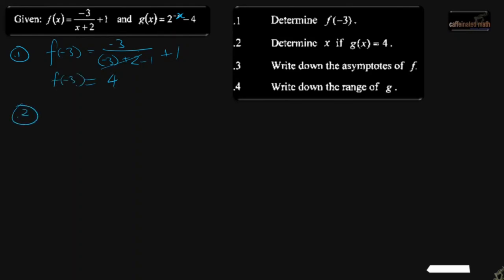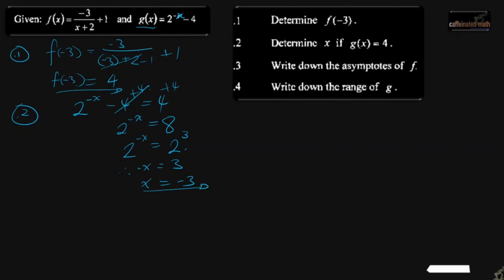And for our second question, determine x if g of x is equal to 4. Well, that's a g of x, so let's just place it equal to 4. So 2 to the power negative x minus 4 being equal to 4. Well, we add 4 on both sides. That zeroes out, and we'll have 2 to the power negative x being equal to 8. Well, we can convert this into exponential form. That's just 2 to the power 3. Thusly, minus x is equal to 3, but we were asked for the x value, and that is equal to negative 3.